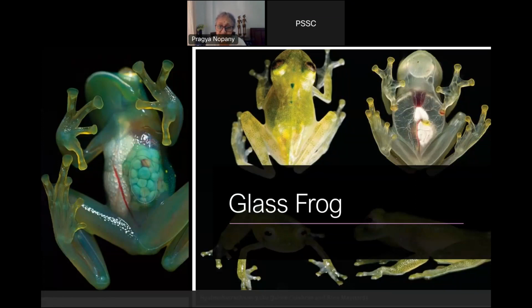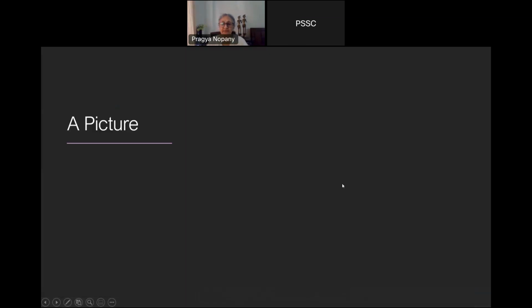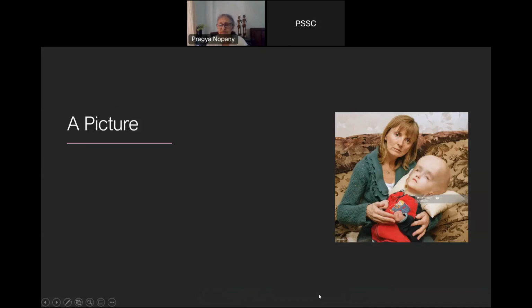What is the reason that it has evolved to have a transparent body, right? So these are the kind of things which will make children think. Now another picture is this one.